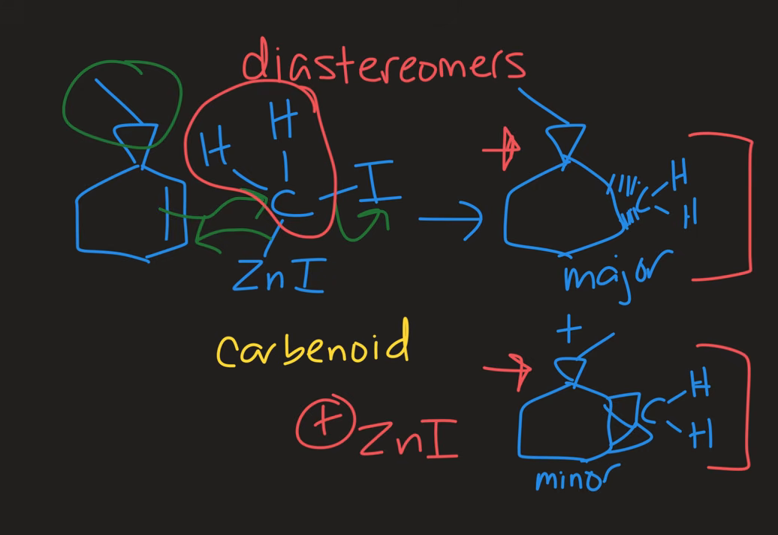So this has been a look at the addition of carbenes and carbenoids to alkenes to form cyclopropane derivatives and some of the stereochemistry and selectivity that are present in those reactions.